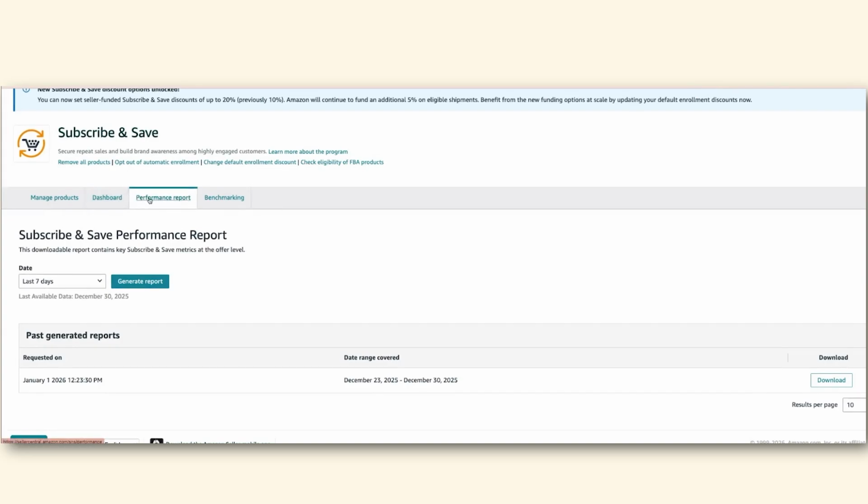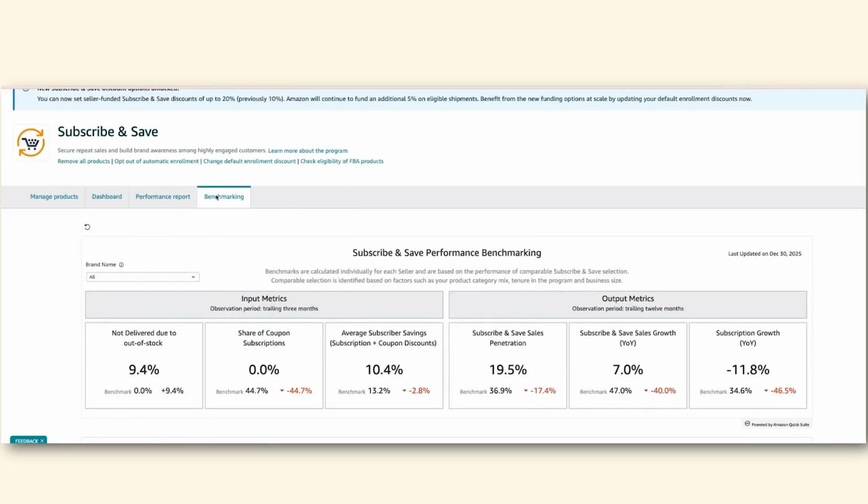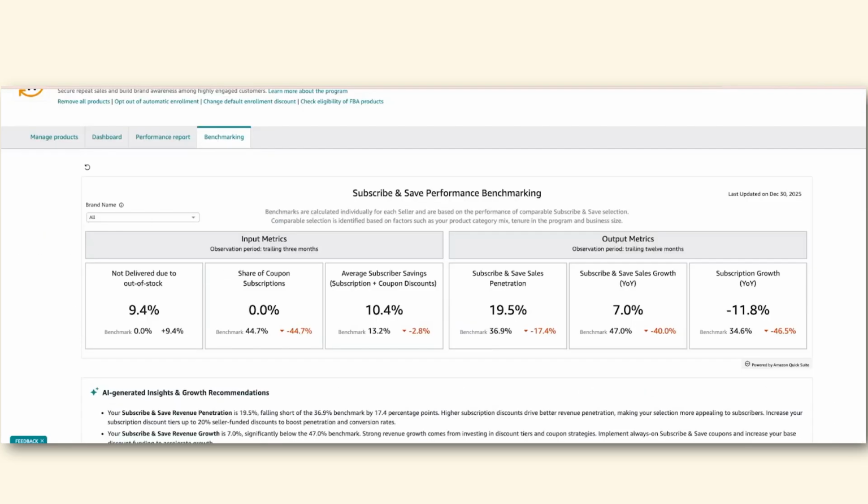Amazon will give you the performance report. It'll break everything down on an offer level. It's a downloadable report, so I'm not going to open up my Excel sheet and go through everything like that. But this is where we would audit cancellations, deliveries, and subscription behavior per ASIN. Okay, so if you go over here to benchmarking, it's going to give you a very aggressive report. It always looks like that.